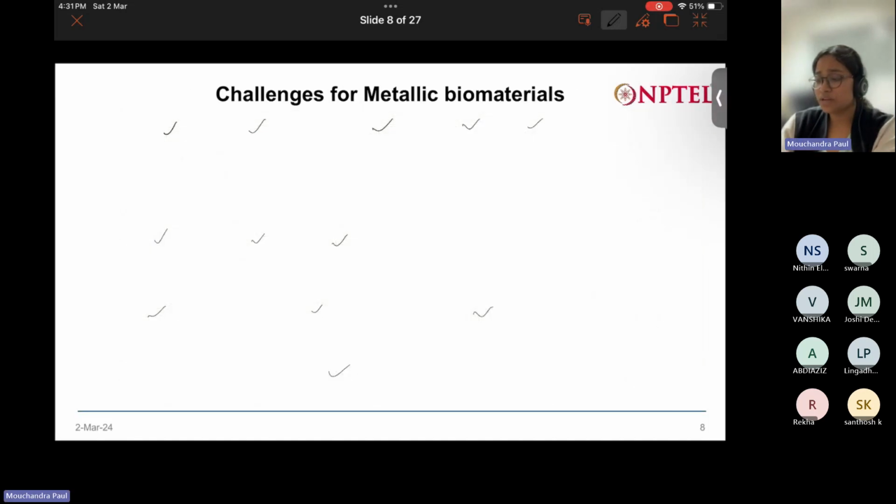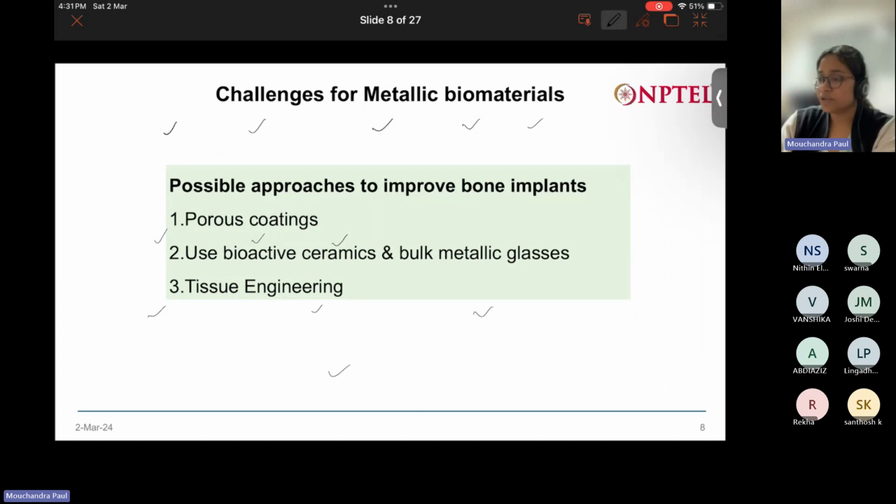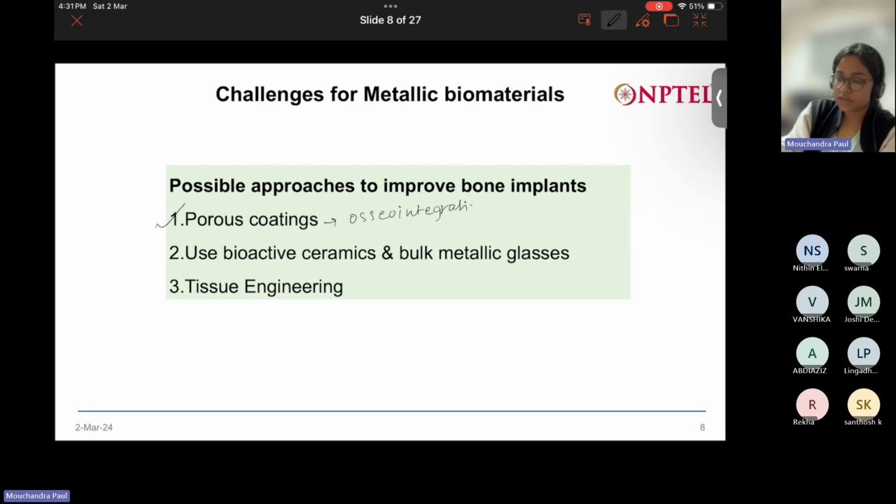So what do people do then? If people don't want revision surgery, they choose other ways to create better bone implants. How do they do that? They incorporate some porous coatings. This will again help in osseointegration. For porous coatings you can use ceramics, bioactive ceramics or metallic glasses. And people have reported that these types of ceramics or metallic glasses help in osseointegration.